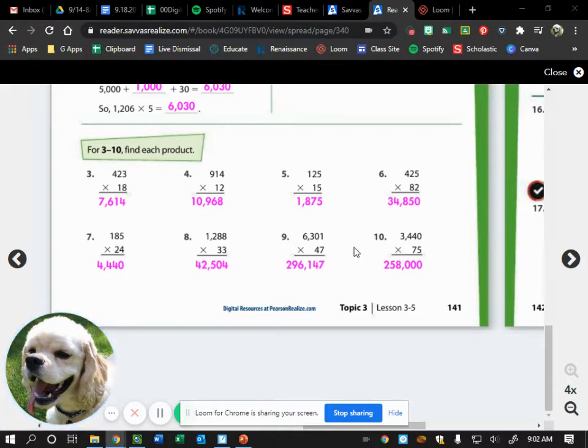Next, we had number 9. For number 9, we had 6,301 times 47. When we multiply those two together, we should have gotten 296,147. Now again, if you didn't quite get that answer, you are looking at your math. You are going back through and multiplying 7 times 1, 7 times 0, 7 times 3, and 7 times 6, making sure you did that math correctly. Then before you move on to multiplying by the 4 in 47, make sure you added that placeholder 0 for your second partial product. Are there questions on number 9, 5th graders?